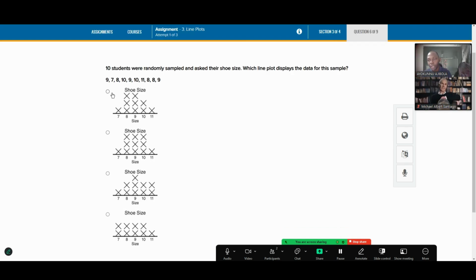I refreshed the page and it has brought out all of the plots. Let's count it again and see. I think we've gotten one before. We said 7 appeared one time, 8 appeared 3 times, 9 appeared 3 times too. Then 10 appeared 2 times and 11 appeared one time. So it's the first one.